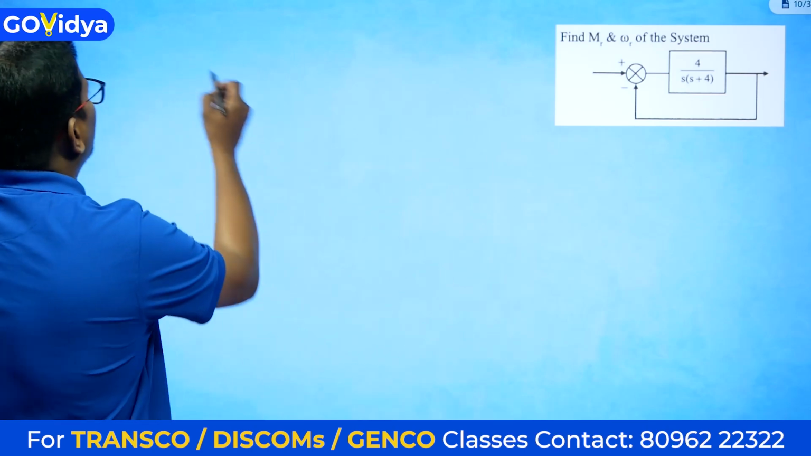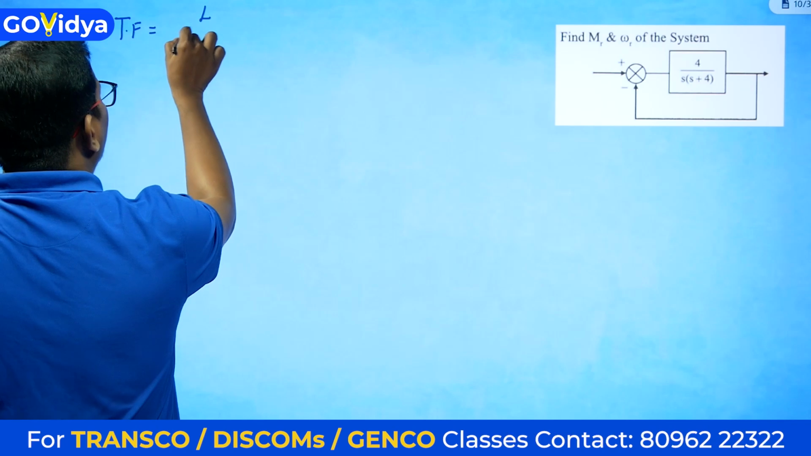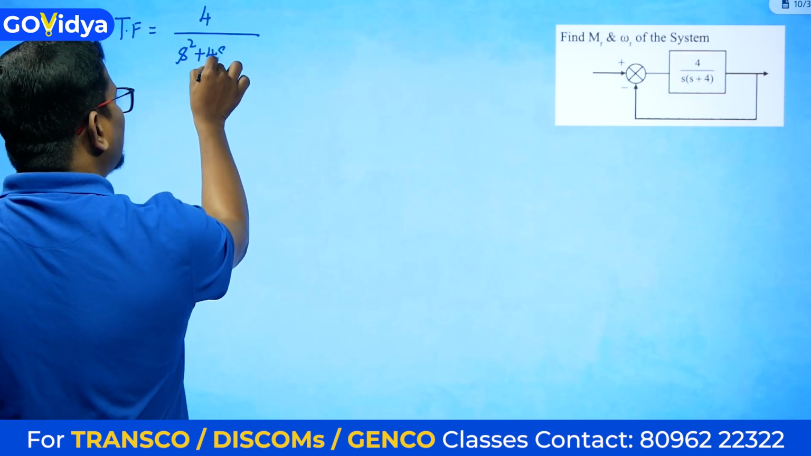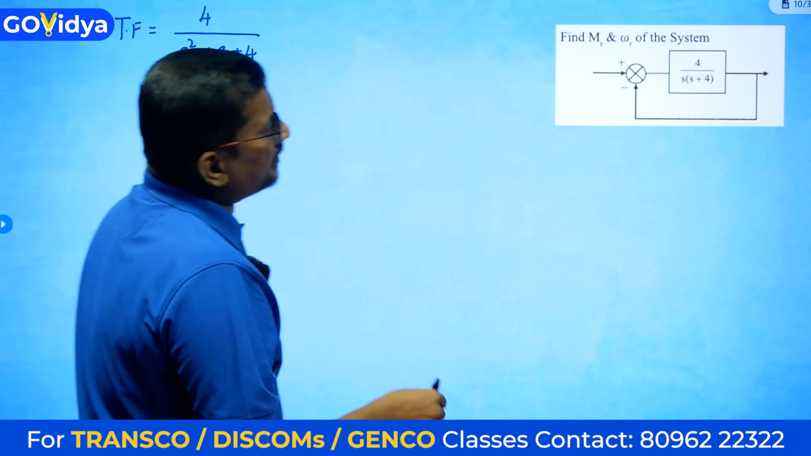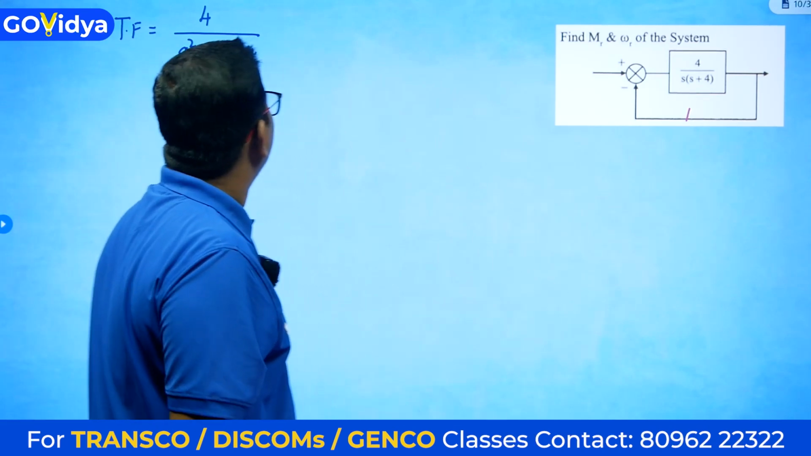Now find Mr and ωr, meaning resonant peak and resonant frequency. So first of all, find out the transfer function of the given system. What is the transfer function of the given system? 4 upon s² + 4s + 4. It is a unity feedback, that too negative unity feedback. So therefore s² + 4s + 4.